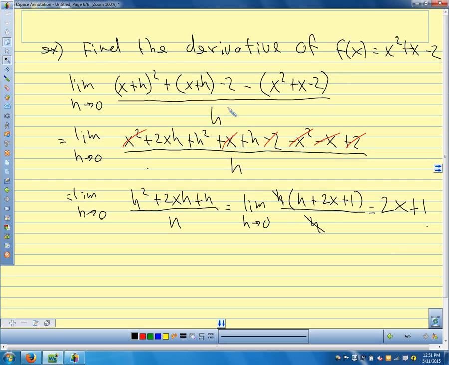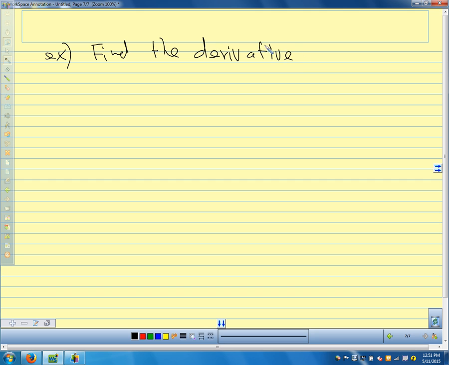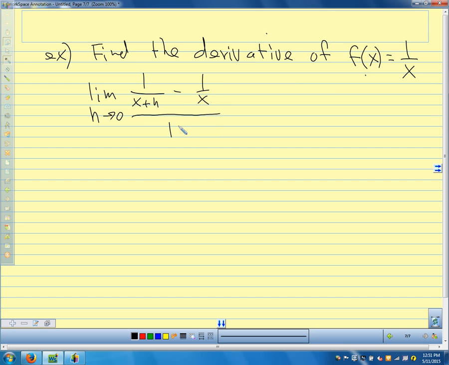All right, let's do one more. Little trickier function. f of x equals 1 over x. We want the derivative of this thing. So this is our limit as h approaches 0 of f of x plus h, 1 over x plus h, minus f of x over h.